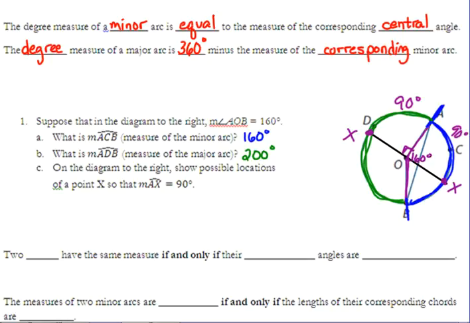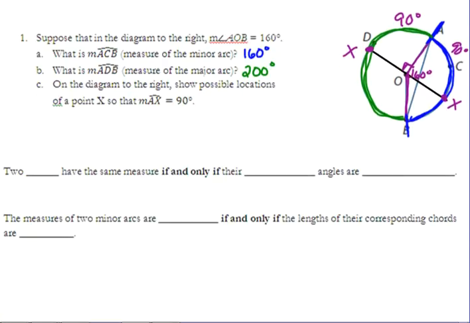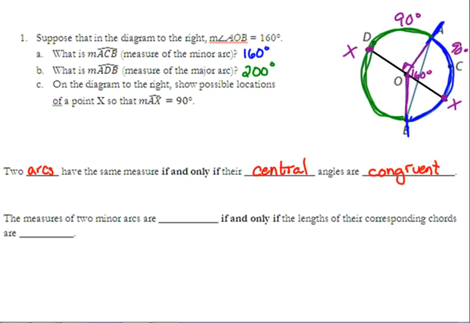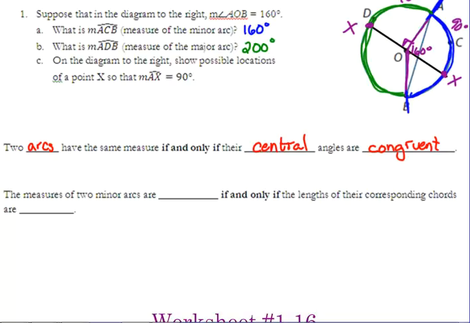Okay, let's fill in some more blanks. Two arcs have the same measure if and only if their central angles are congruent. That kind of makes sense. If the measure of the arc goes with the measure of the central angle, then obviously two arcs can only be equal to each other, or have the same measure, if their central angles do too. Kind of one of those duh things.